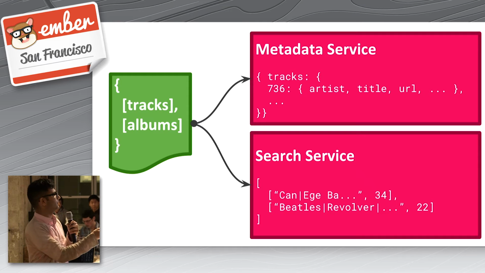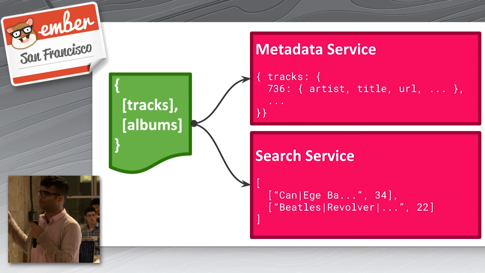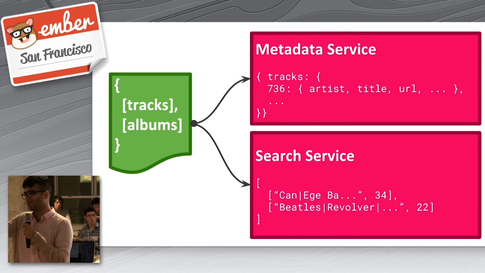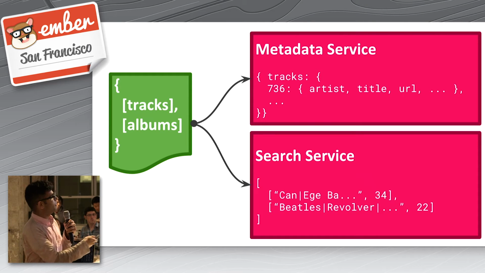For example, I'm doing a bunch of JSON parsing. I could reformat the JSON so it works for the search service, so I don't have to mess around with it a bunch. So there are optimizations here.